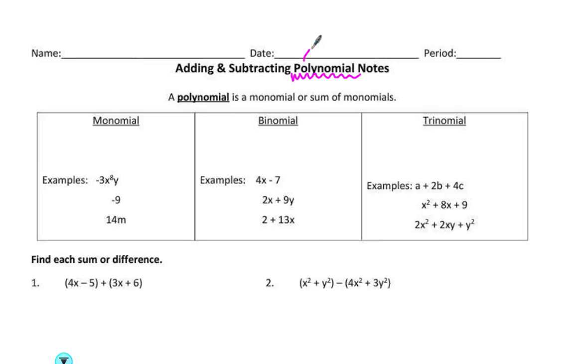Poly, if you know what that means, stands for many, and nomial somehow or another means terms, I think. Don't quote me, but that's what we're going to roll with. All right, so let's look at these. A polynomial is a monomial or sum of monomials, okay? So again, we're talking about different groups of terms. We use these things all the time. So let's first dive in and talk about monomials, okay?